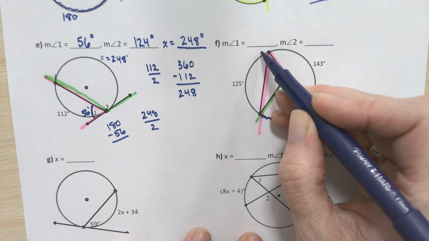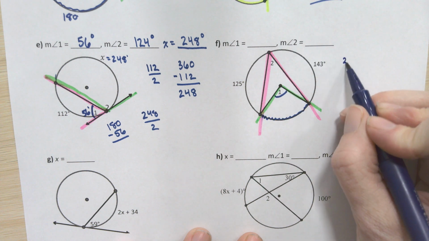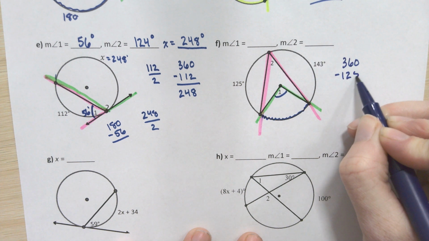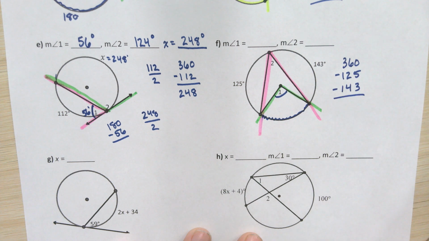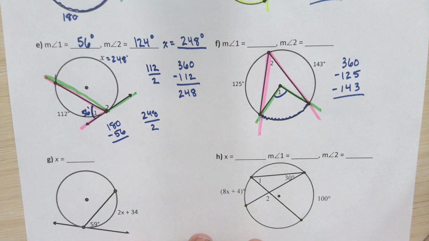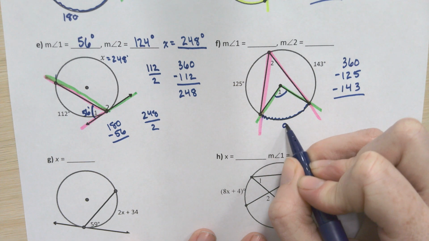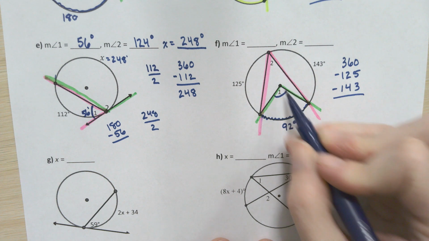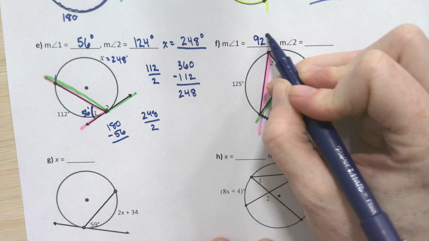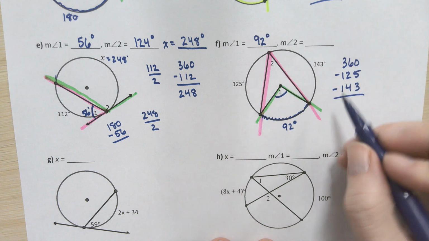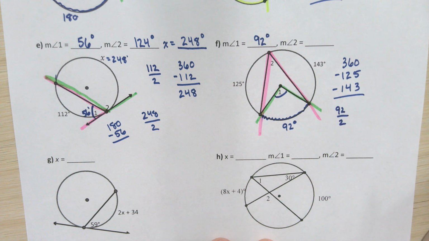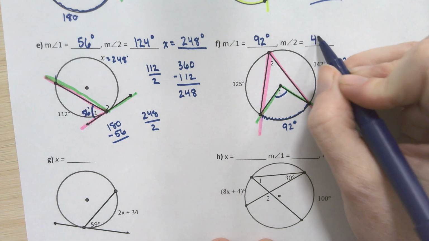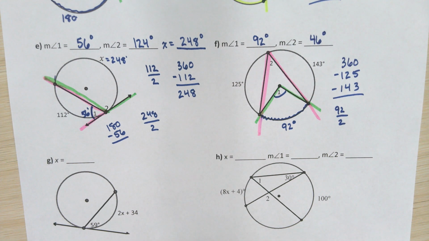Because all 3 of these arcs together make a full circle, we're going to start by subtracting the 2 that they gave us from 360. I believe that's going to turn out to be 92 degrees for that arc. Let me just double check that real fast to make sure that subtraction is right. Yep, 92 degrees. And so since angle 1 is at the center, it matches that intercepted arc. But angle 2 is on the circle, so we're going to have to divide that 92 degrees in half to figure out what angle 2's measure is equal to.